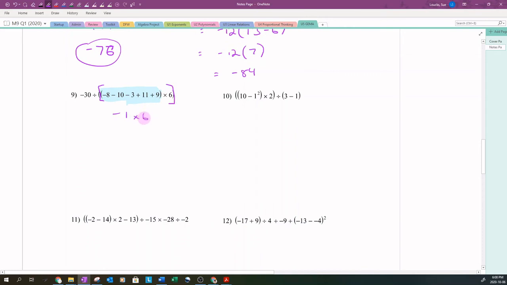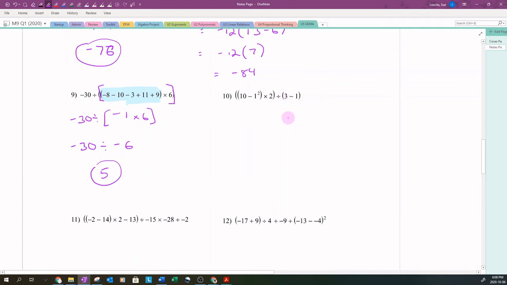So that's times 6, and I can put the square brackets around it, and then minus 30 divided by. So don't lose those brackets. They're really important, okay? So negative 30 divided by negative 1 times 6 is negative 6. 30 divided by 6 is 5, and the signs are the same, so my answer is positive 5. If I lost these brackets, my answer would be very different, wouldn't it? Because it would be negative 30 divided by negative 1, which is 30, times 6, which definitely is not 5.